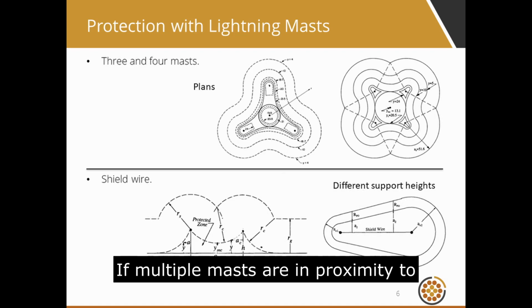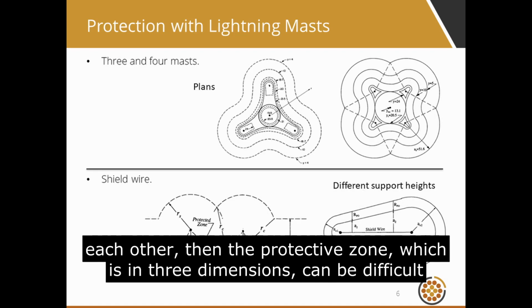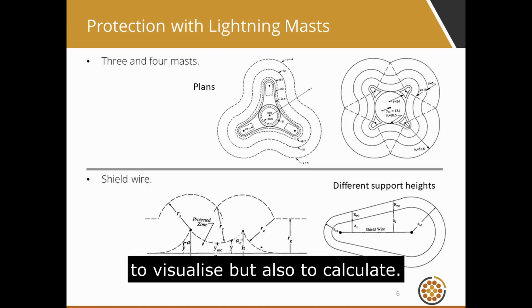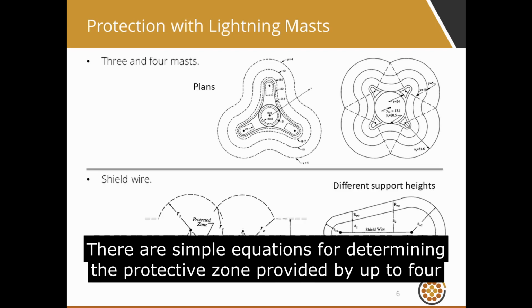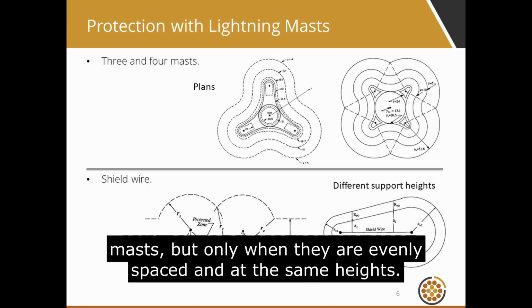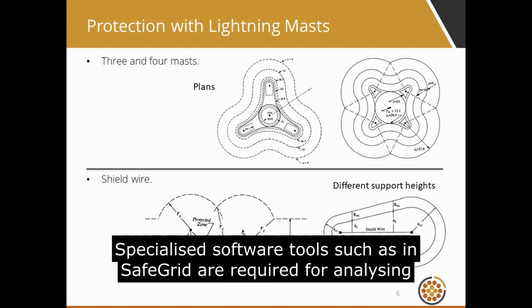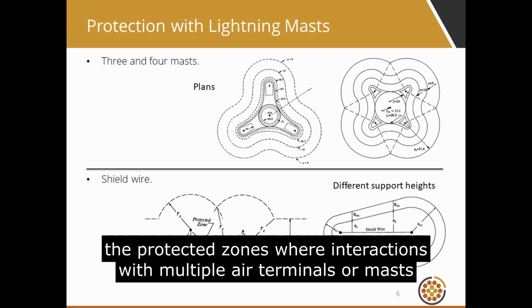If multiple masts are in proximity to each other, then the protective zone, which is in three dimensions, can be difficult to visualize, but also to calculate. There are simple equations for determining the protective zone provided by up to four masts, but only when they are evenly spaced and at the same heights. Specialized software tools, such as in SafeGrid, are required for analyzing the protected zones where interactions with multiple air terminals or masts are involved.